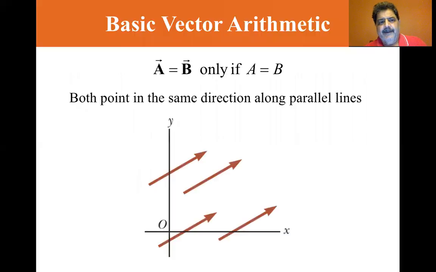All right, we're on to the next section, section 3.3, basic vector arithmetic. So let's go to the PowerPoint. Okay, it says vector A equals vector B only if A equals B. And what that means is vector A equals vector B only if the magnitude of A equals the magnitude of B. Both point in the same direction along parallel lines.